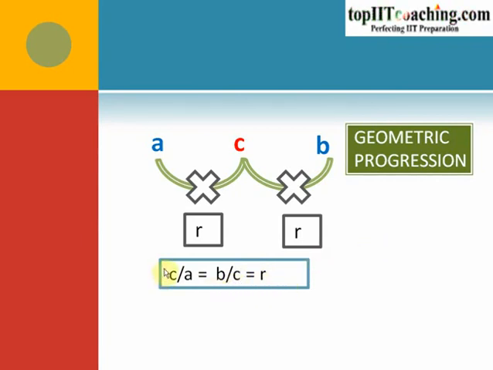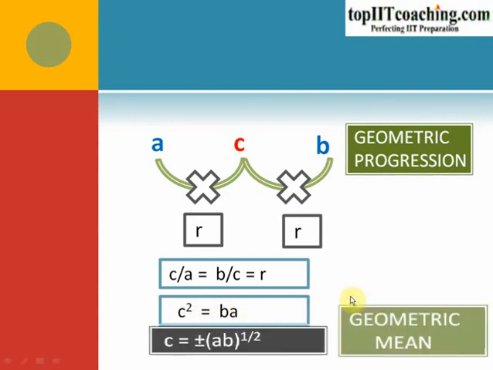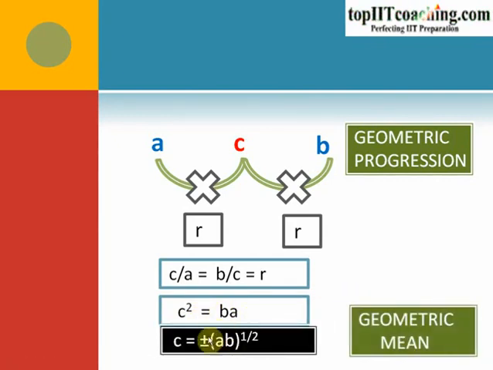Now if we take c to this side and a to this side of the equation, what do we get? c square is equal to ab, or c is equal to plus minus under root ab, and this is known as the geometric mean. So c equal to plus minus under root ab is the geometric mean between the two numbers a and b. So this is the formula to calculate the geometric mean between two numbers a and b, and that is equal to plus minus under root ab.